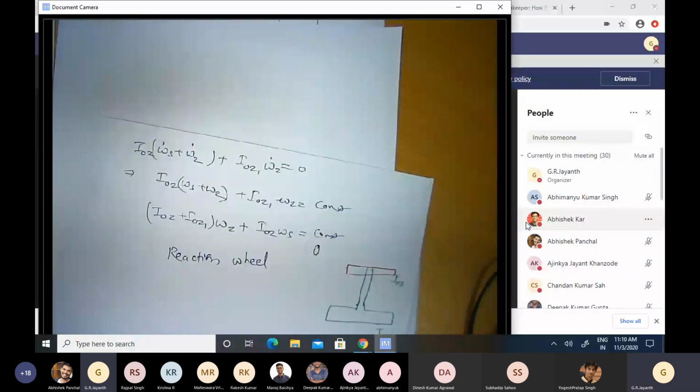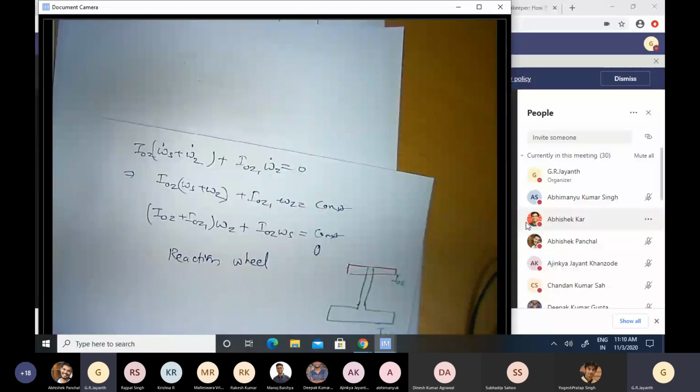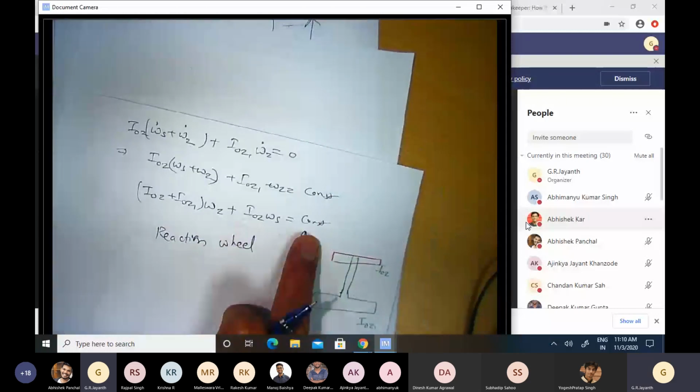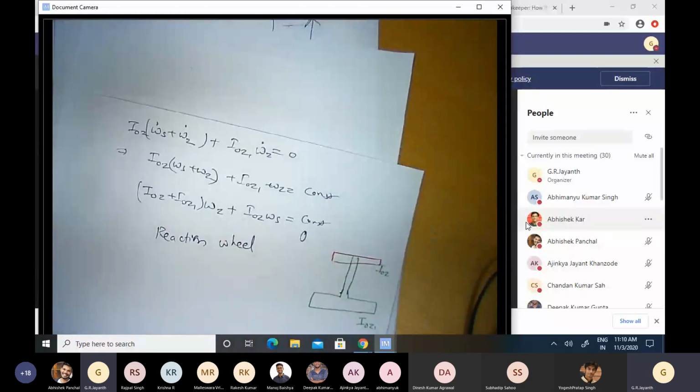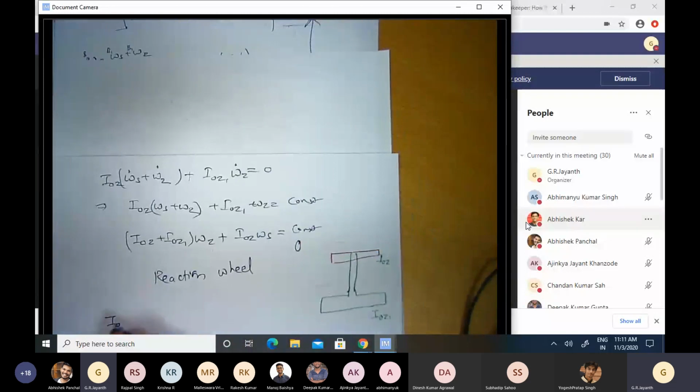Okay, so the problem of a swash plate with a swash plate rotor reduces to a reaction wheel when theta is equal to 0. Okay, what is the use of a reaction wheel? Let us go one step further. If this equation is valid, then in a certain time delta t, I would have that I0z plus I0z1 delta theta.